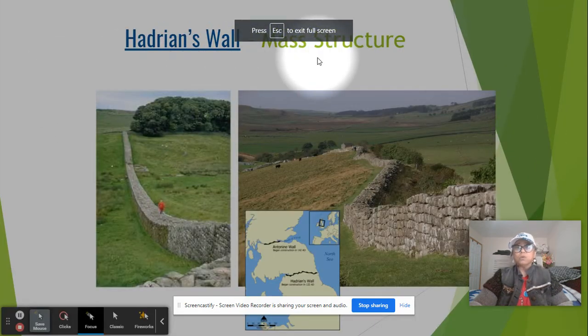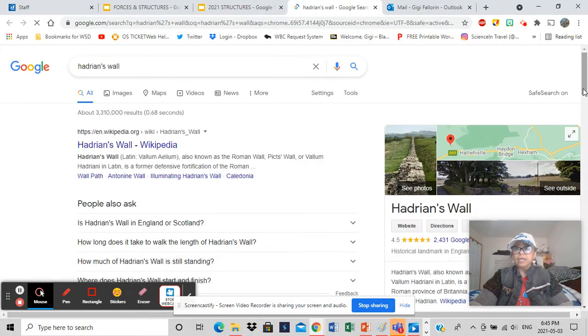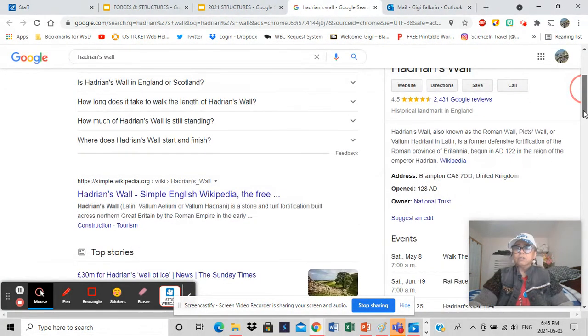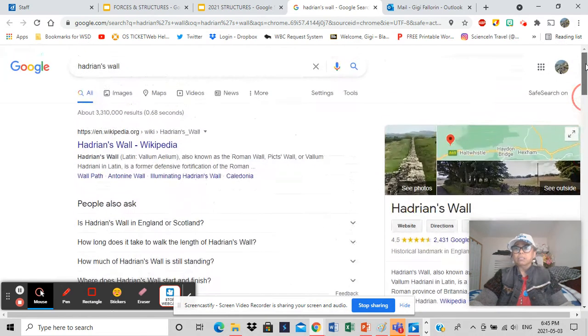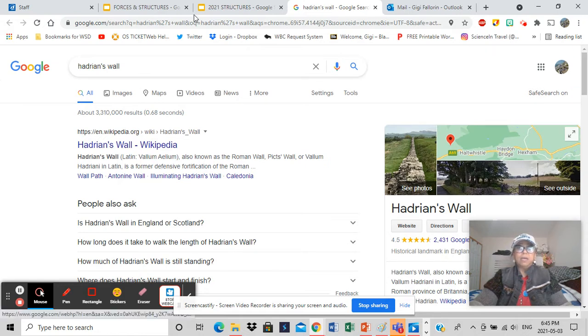Now, Hadrian's Wall is also a familiar mass structure. So the Hadrian's Wall, again in UK, is known also as a Roman wall, Picts wall, or Vallum Hadrian in Latin. It's a former defensive fortification of the Roman province of Britannia. Okay, so it acts as a barrier to any oncoming, let's say, enemies maybe of the province or of the place, as the case may be.